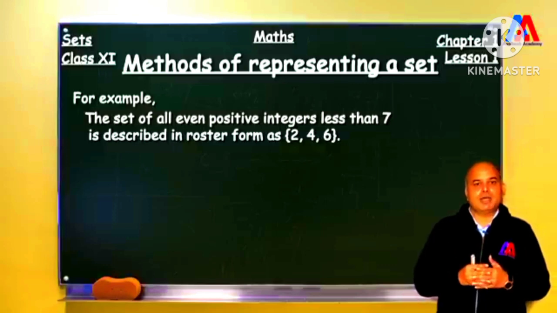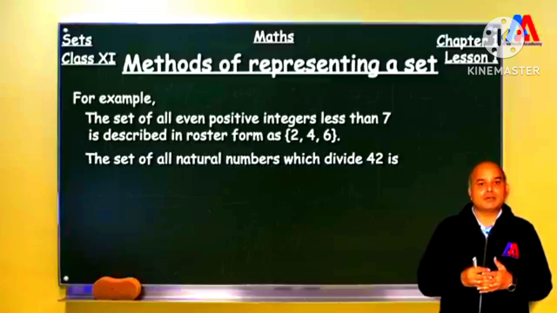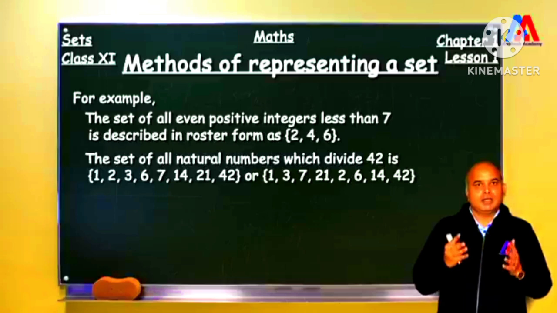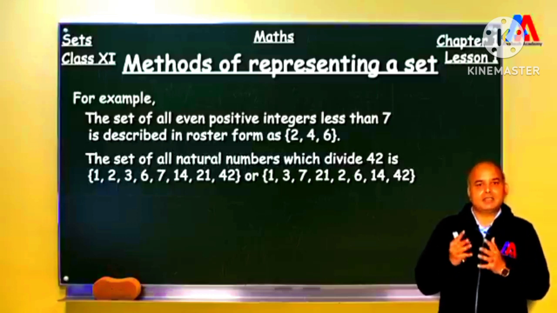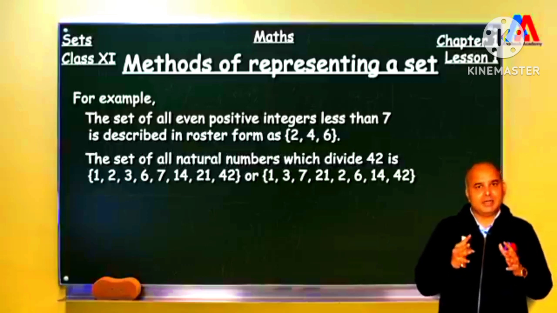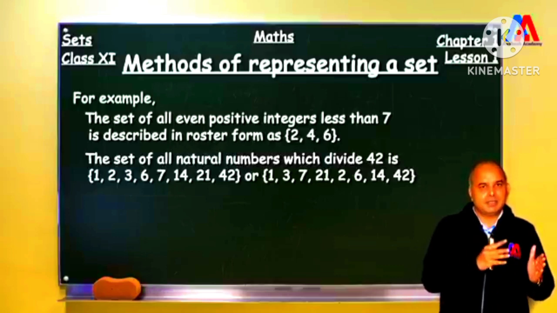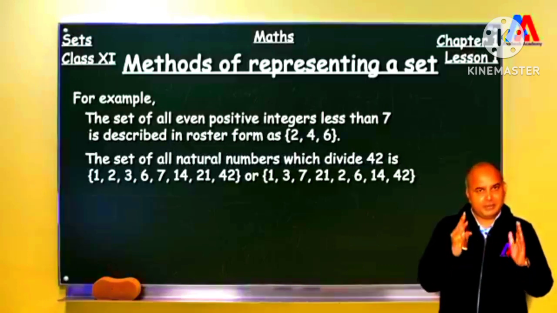Let us say that we want to have a set of all the natural numbers which divide 42. Then that will be the set, for example, 1, 2, 3, 6, 7, 14, 21 and 42. Now these are the numbers which divide 42. But we can also write it 1, 3, 7, 21, 2, 6, 14, 42. Now you have to understand that the sequence of the numbers in a set does not matter. That means we can write something in the beginning, something in the last, and the numbers should not be repeated and all the numbers should be represented. So this is a very necessary condition.